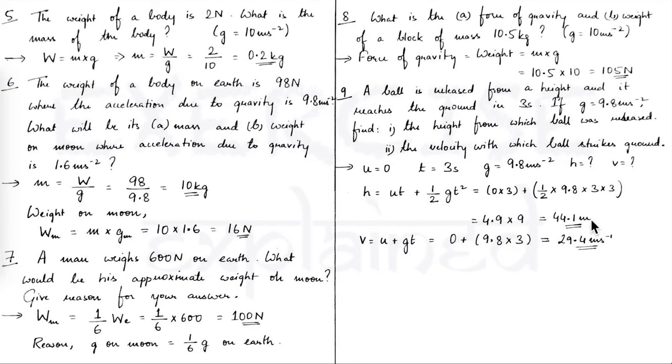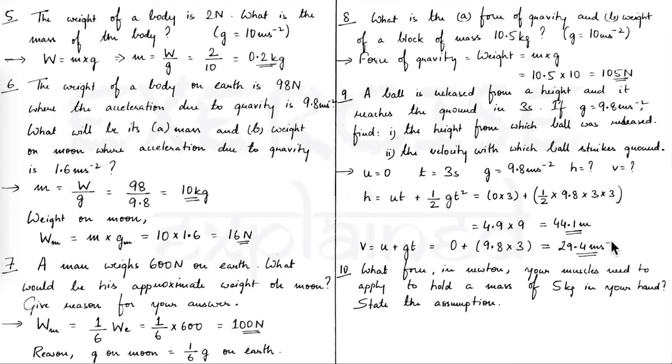Now coming to the next part, that is the velocity with which ball strikes the ground. So v is equal to u plus gt I take. So u is 0 plus g is 9.8 into t is 3. So 9.8 into 3 gives me 29.4 meter per second. So final velocity will be 29.4 meter per second.